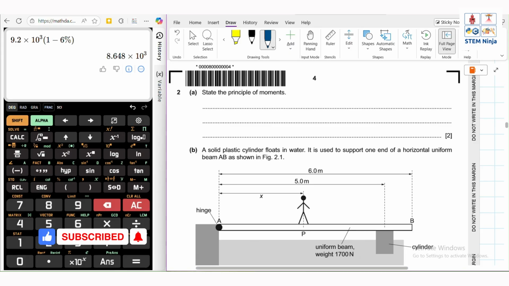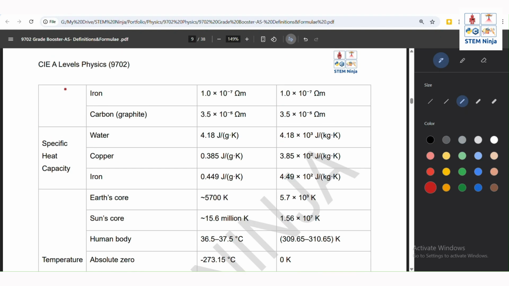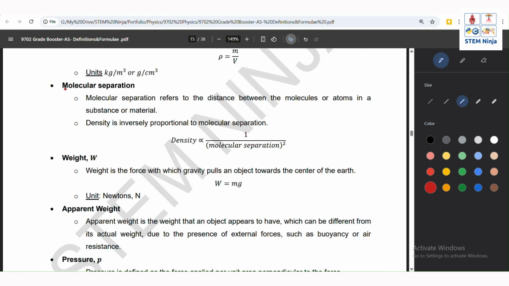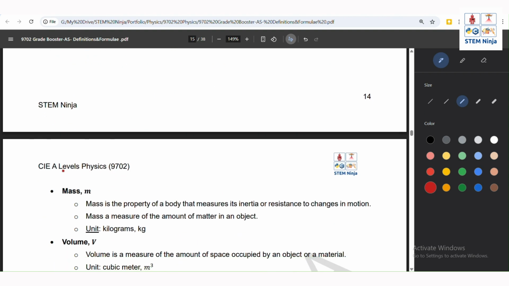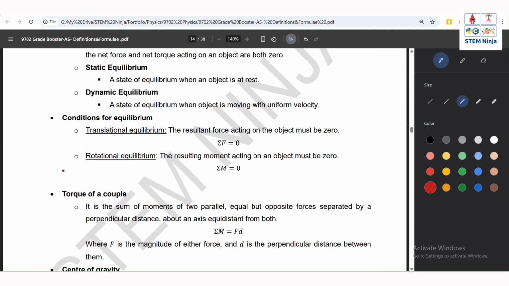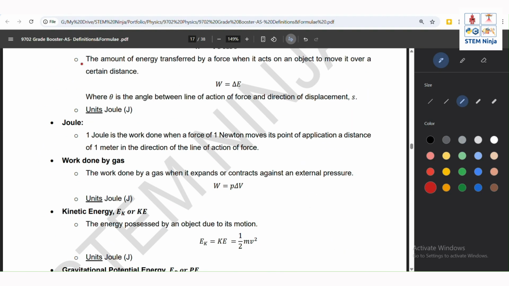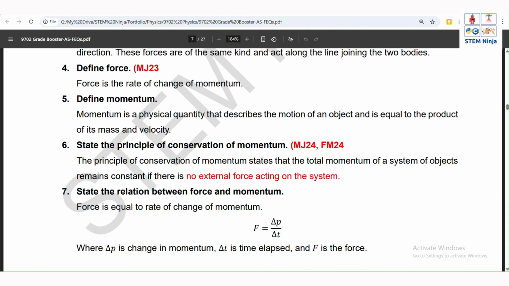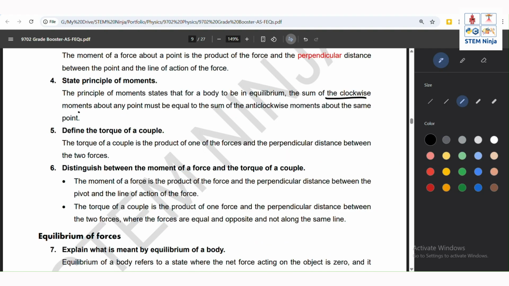State the principle of moments. Just to show you, this is in the forces chapter. The principle of moments states that for a body to be in equilibrium, the sum of the clockwise moments about any point must be equal to the sum of anti-clockwise moments about the same point. That's it.